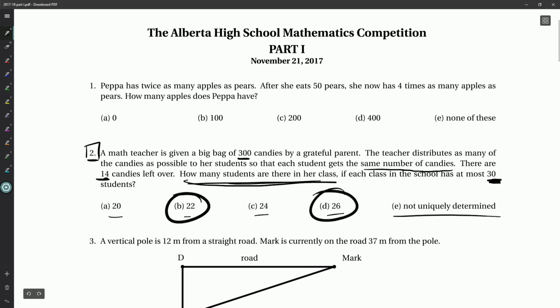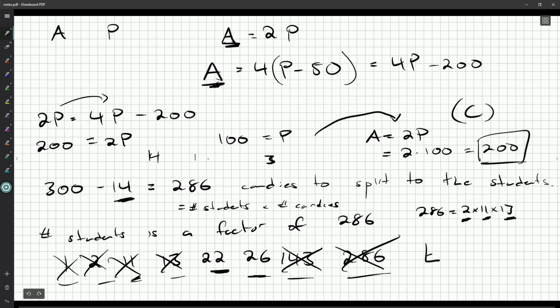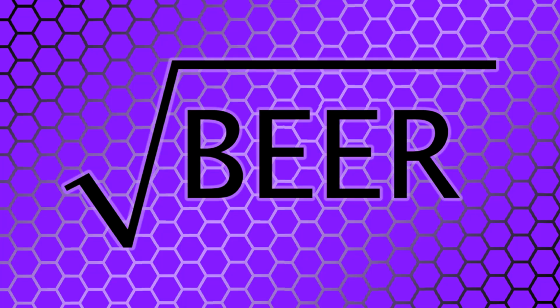And since I can't get a unique answer, we actually just go with E. There isn't a specific answer. It could be one of these 2. So there we go. Cannot be uniquely determined. And we're ready for question number 3, which we will take a look at in the following video.